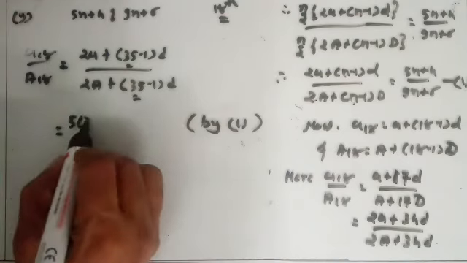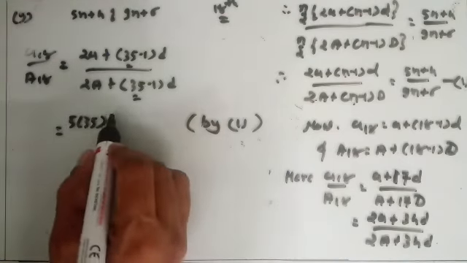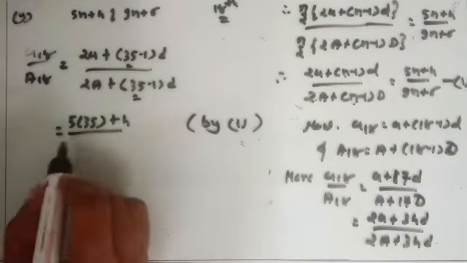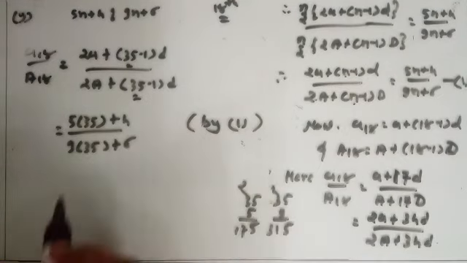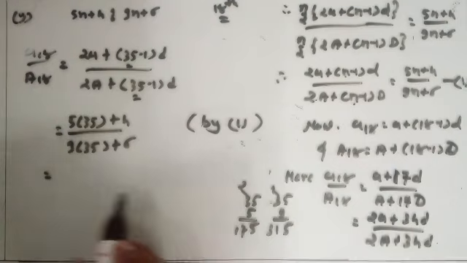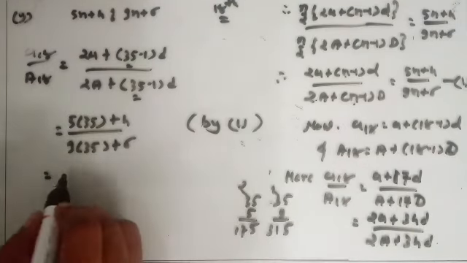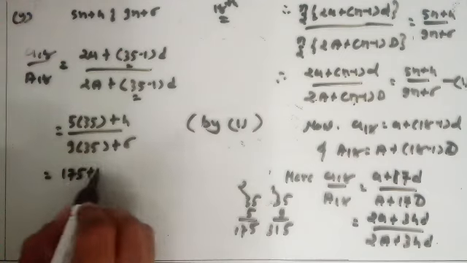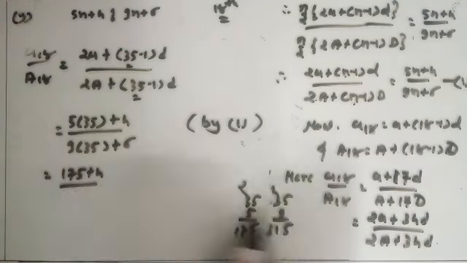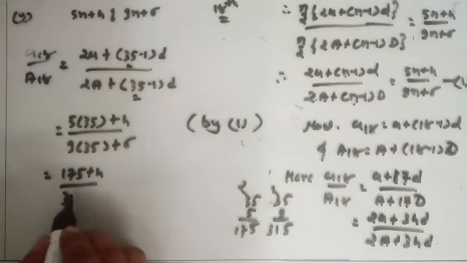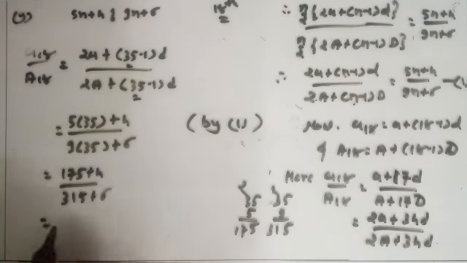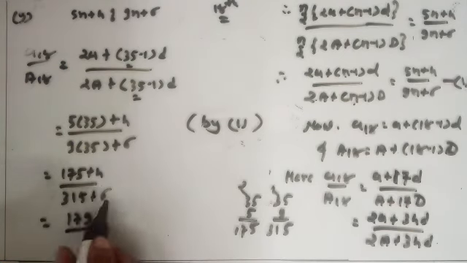So 5 into 35 plus 4 upon 9 into 35 plus 6. Now using a calculator, 35 into 5 is equal to 175, plus 4, upon 35 into 9, which is 315, plus 6. Taking the addition, we get 179 upon 321.